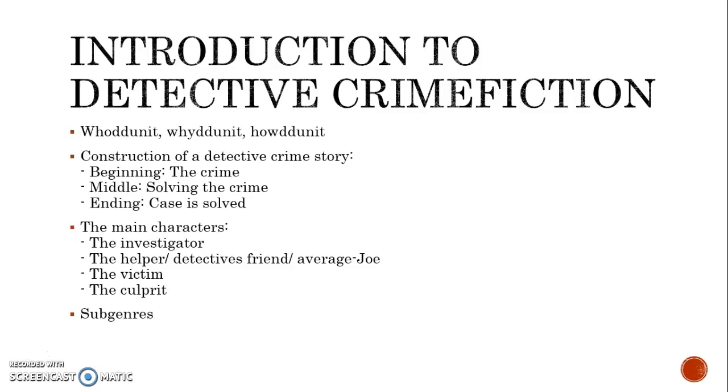An introduction to the detective crime fiction genre. There are three basic genres: the whodunit, the whydunit, and the howdunit. The whodunit is the solving story focusing on the culprit and wants peace restored. The whydunit is a more psychological focus on the culprit's motive and the crime story. The howdunit is a technical focus on how the crime was committed.